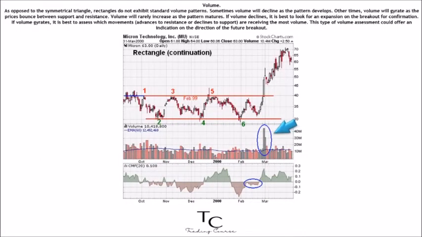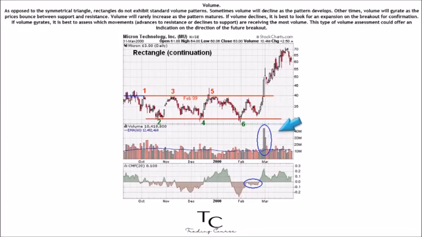Volume. As opposed to the symmetrical triangle, rectangles do not exhibit standard volume patterns. Sometimes volume will decline as the pattern develops. Other times, volume will gyrate as the prices bounce between support and resistance. Volume will rarely increase as the pattern matures. If volume declines, it is best to look for an expansion on the breakout for confirmation.